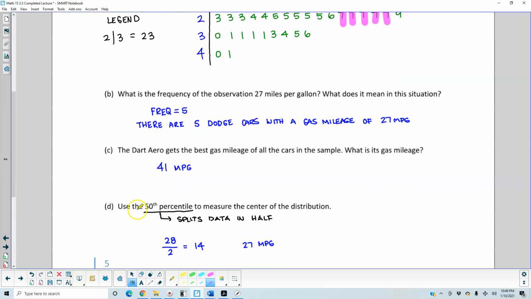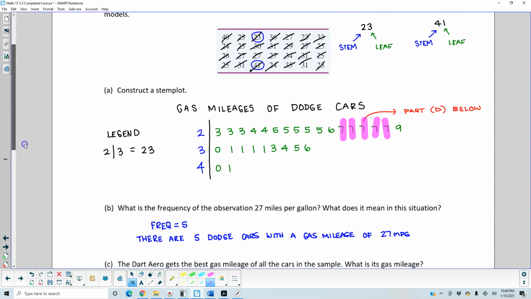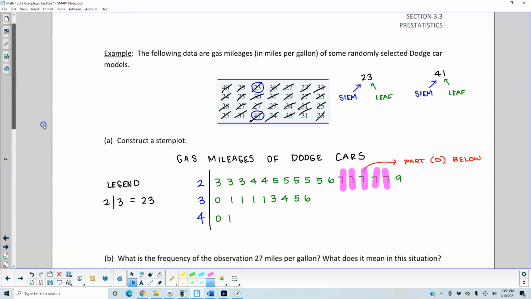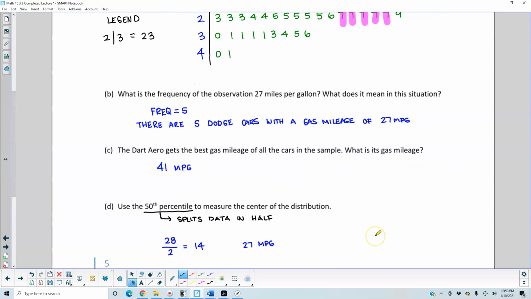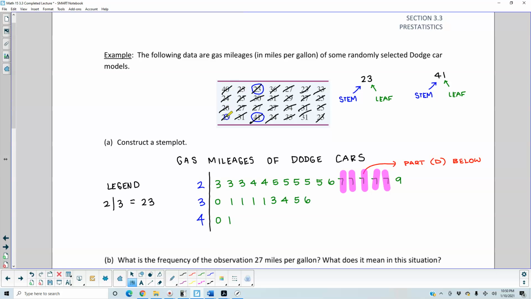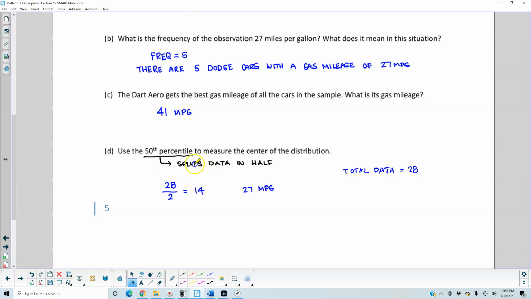In part D, it says, use the 50th percentile to measure the center of the distribution. The 50th percentile splits the data in half. So how many data values do we have? We have a total of 28, and that's from counting up here. We have 1, 2, 3, 4, and then 1, 2, 3, 4, 5, 6, 7. If we multiply 7 times 4, that tells us we have 28 data values. We want to find the 50th percentile, so we have to divide this number by 2. 28 divided by 2 is equal to 14.